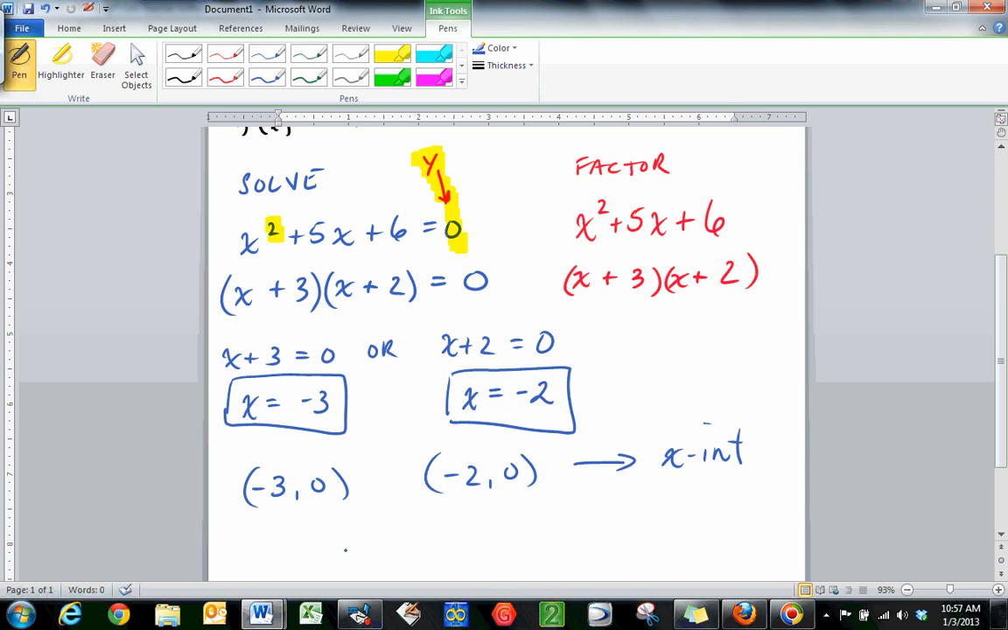So those are our two x-intercepts, which we found when we solved the quadratic equation. And basically we made a big t-chart. We made y equal to 0 and found the two x values that went along with y.